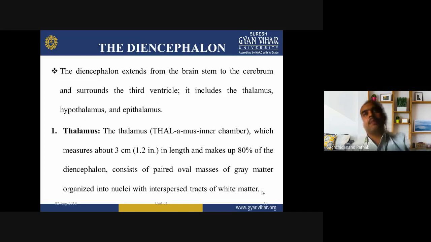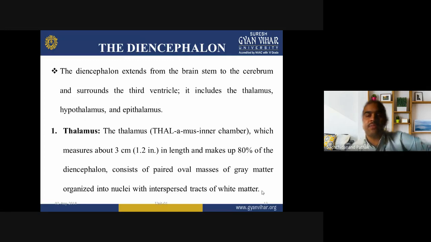Diencephalon. After the cerebrum, second will be the diencephalon. The diencephalon extends from the brain stem to the cerebrum and surrounds the third ventricle. It includes the thalamus, hypothalamus, and epithalamus.